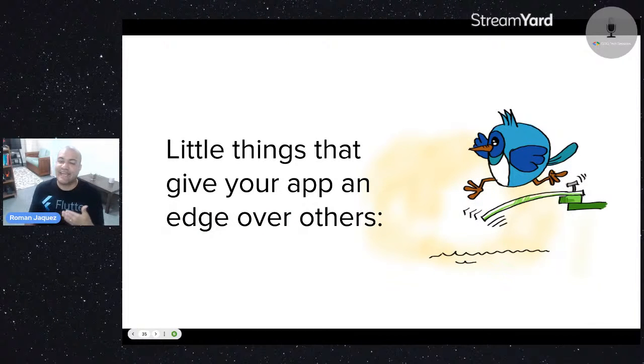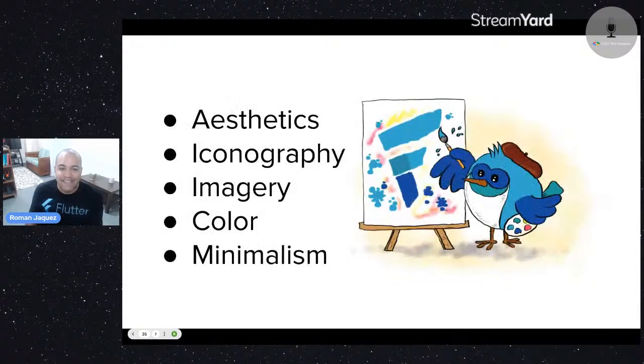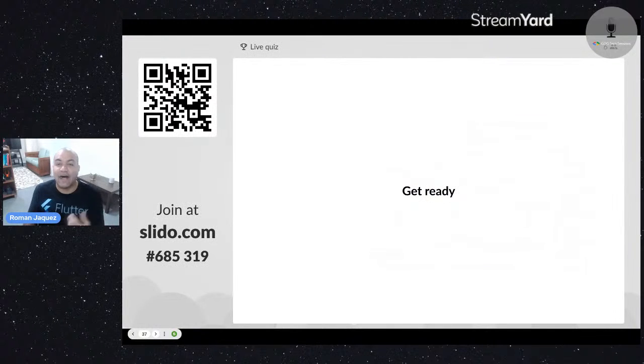Some of those little things that truly make your app distinguish from other applications are things like aesthetics. You don't have to create something super crazy, advanced, but something subtle, like even the icons, the images, the way that you use the colors, and how minimalist you make your application. Blow it out of the water, delight your users, and don't make something really complex or convoluted. So those are the things that I truly recommend.